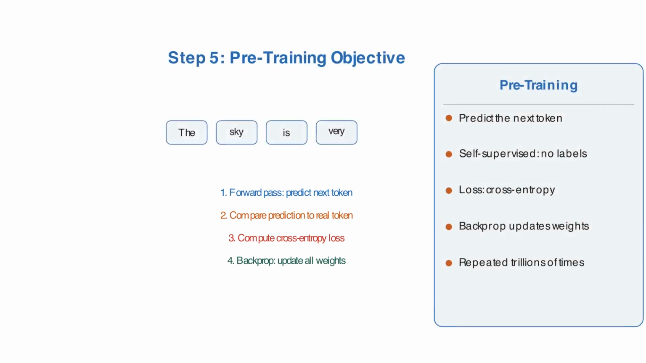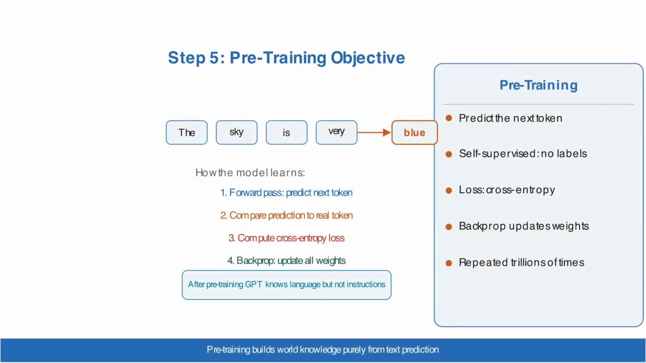The entire pre-training is driven by one loss function: cross-entropy between the predicted next token and the actual next token. The model runs a forward pass, makes a prediction, compares it to the true next word, computes the loss, and runs backpropagation to update all 175 billion parameters. This cycle repeats trillions of times across the training dataset.